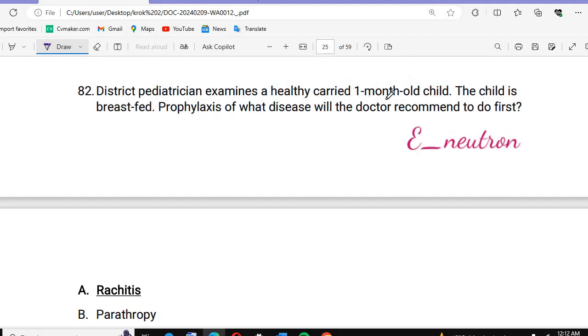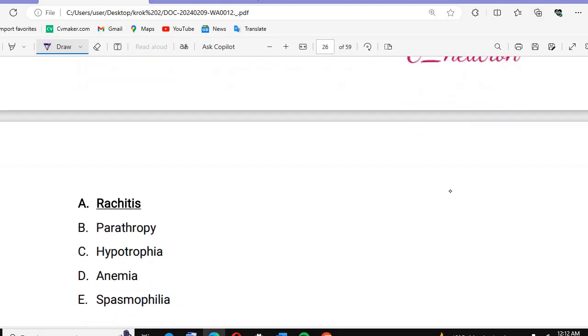A district pediatrician examines a healthy 1 month old child. The child is breastfeeding. Prophylaxis of what disease will the doctor recommend first? See, when we talk about breast milk, we have a deficiency of a vitamin. In breast milk, which vitamin is deficient?